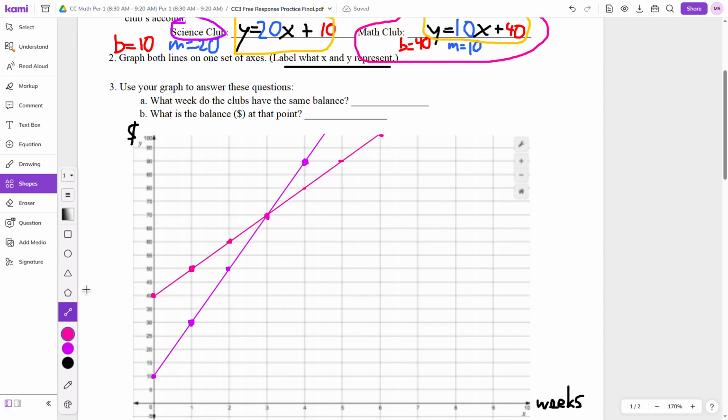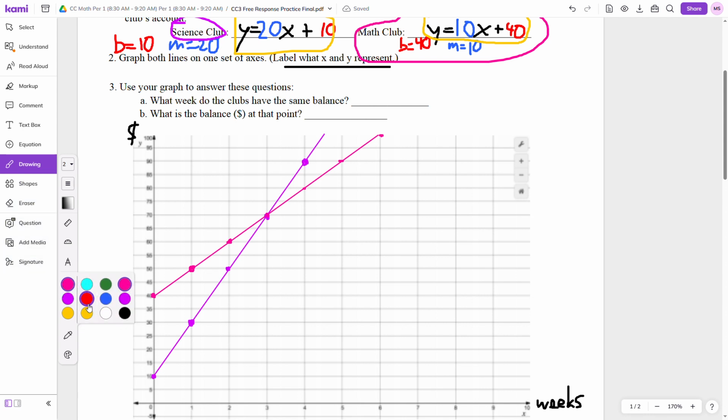And there we go with that. Alrighty. And now we have some more questions. It says, what week do the clubs have the same balance? Well, do you see how in week 3 they're the same? So I'm just going to put 3 as my answer.